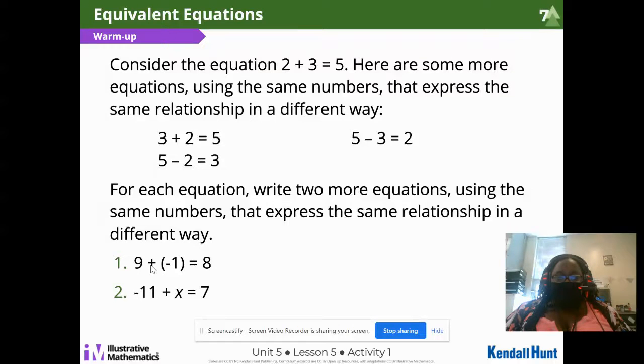So in this case, we have 9 plus a negative 1 is equal to 8. So you're going to use 9, negative 1, and 8. And we're going to reorder these numbers to write at least two other equations like they did up at the top, where they gave you three equations instead of two. And then question 2, they gave you negative 11 plus x is equal to 7. Again, you're going to take this equation and rewrite it in two different ways, and you use negative 11, x, and 7.